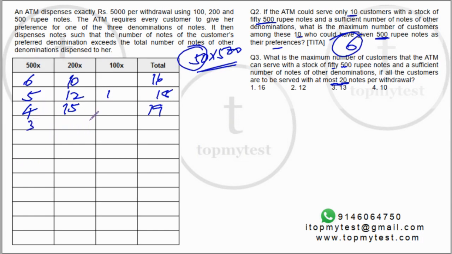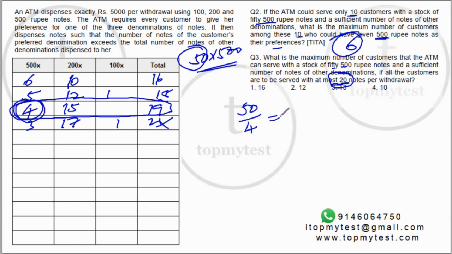If I use only 3 notes, I will need at least 3500. So 17 and 1. This is 21. No, this is not possible. So this is your best scenario. As few notes as possible, also as few 500 rupee notes as possible per person. So I can use just 4 500 rupee notes per person, less than 20 notes, and still serve customers. Right? So how many customers can I serve? 50 divided by 4. That's 12 point something. So 12 will be your correct answer.